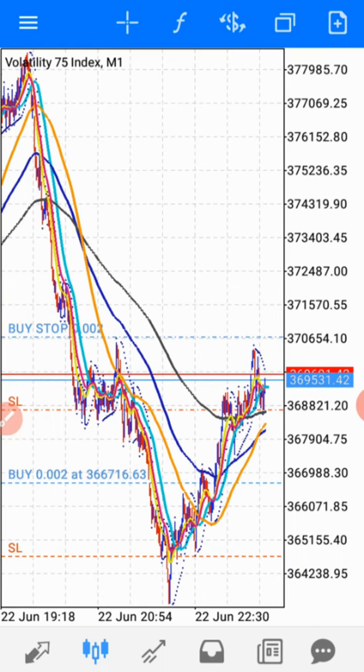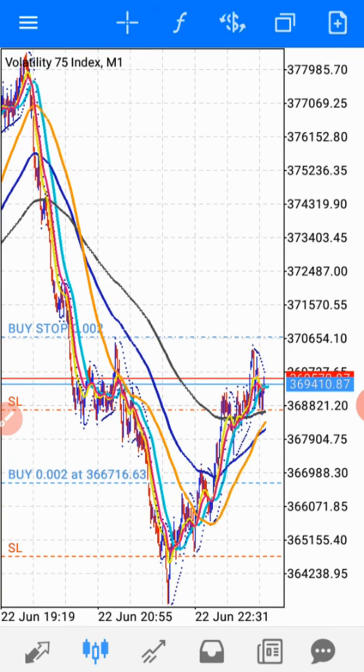And mind you, whatever makes this brown cross the black, that means it's going to be a long trade. Once it crosses it successfully, let me use that word, once it crosses it successfully, that means we are going to have a very long trade.